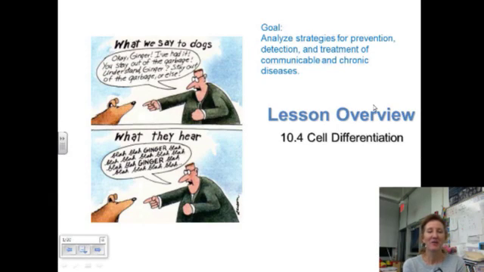Welcome to 10.4 on cell differentiation. The goal is to analyze strategies for prevention, detection, and treatment of communicable and chronic diseases. This is our last lesson for this unit on cells. I hope you enjoyed all the fun activities and things we've learned about, and all about cells, obviously.